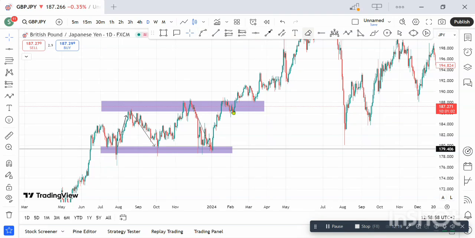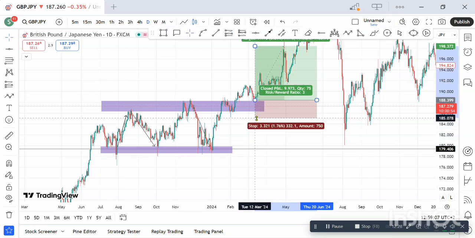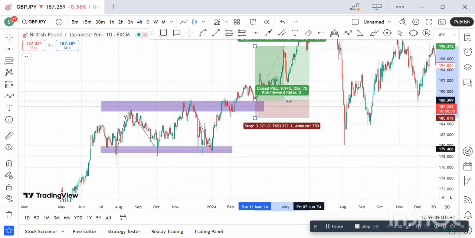After you see a breakage of a resistance, it'll always be a support, right? As you guys can see, the market actually made a support, and we actually profited from the trade, right? As you guys can see how easy forex is.